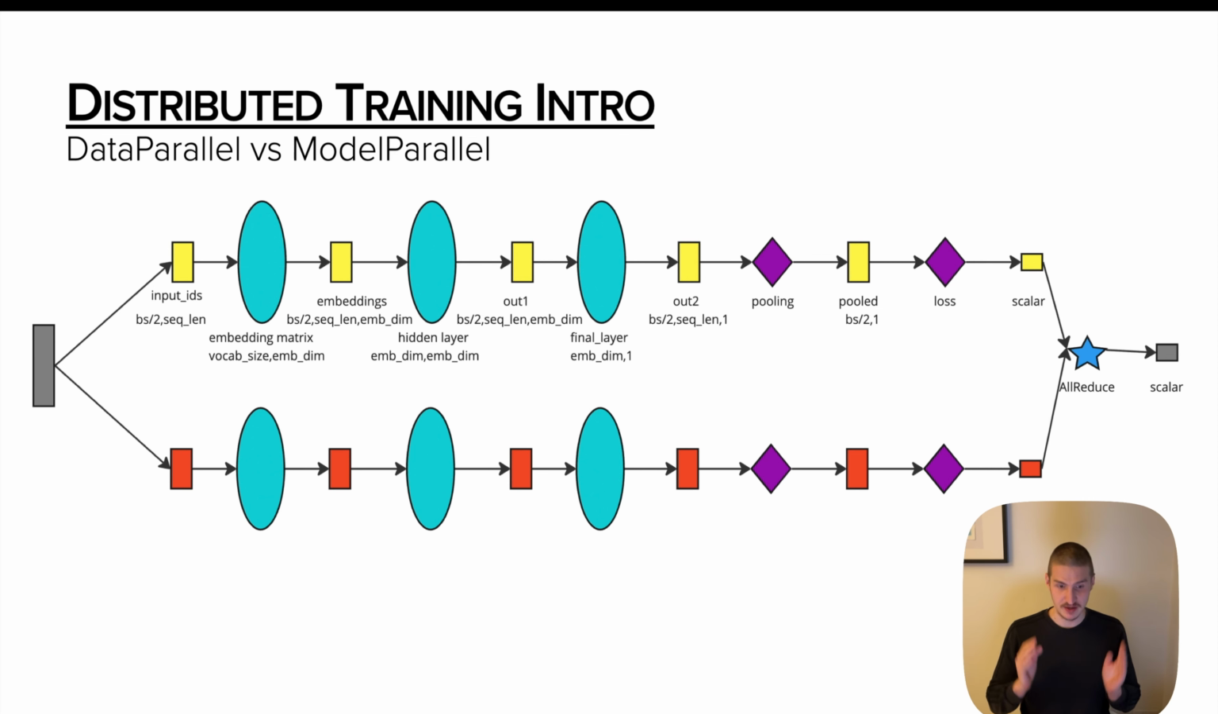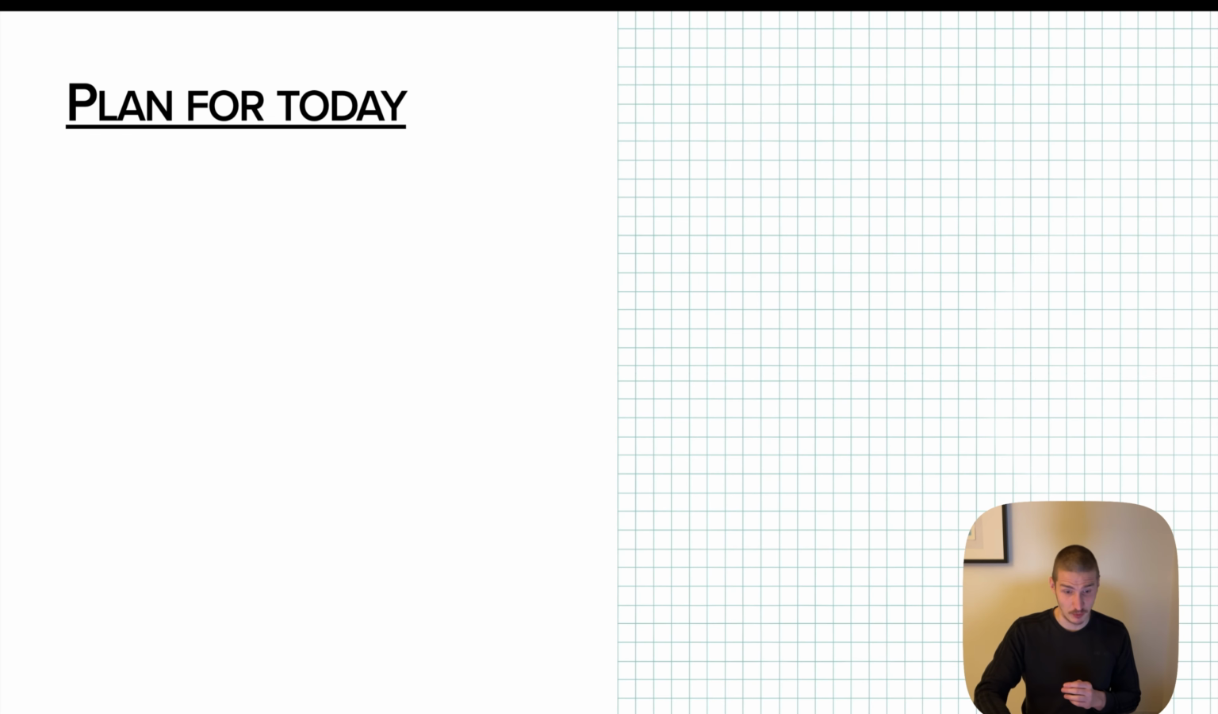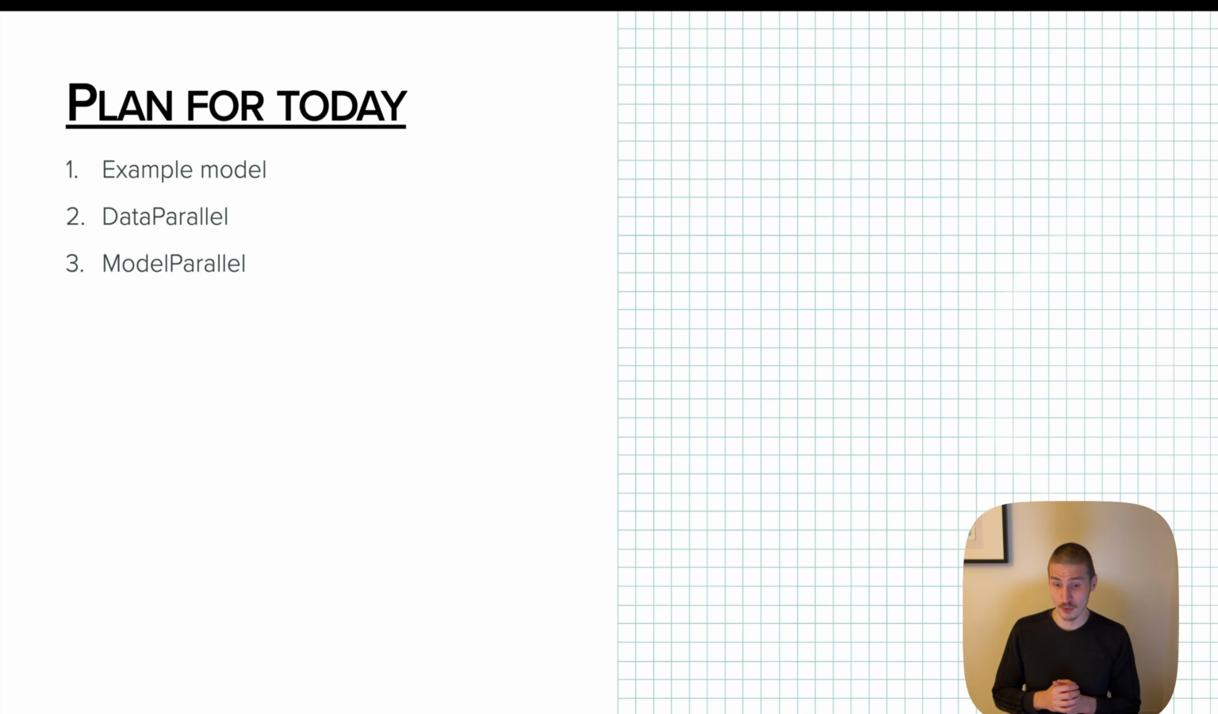Today I want to give a brief introduction to the concepts of data parallel and model parallel. I'll lay out a simple model, a simplified version of a transformer for text processing. Then I'll come up with what data parallel is from basic principles, just looking at the math and the tensors, how we split them across devices and what it means to be data parallel. And then I'll do the same for model parallel.